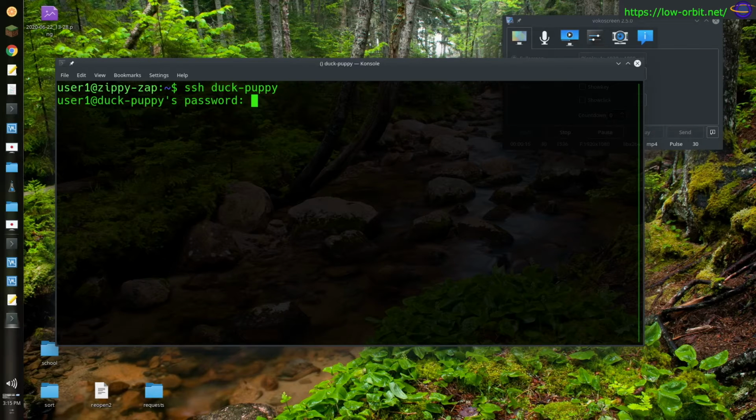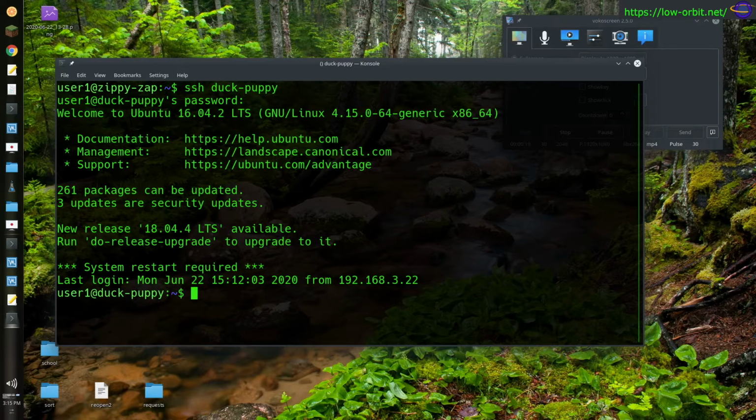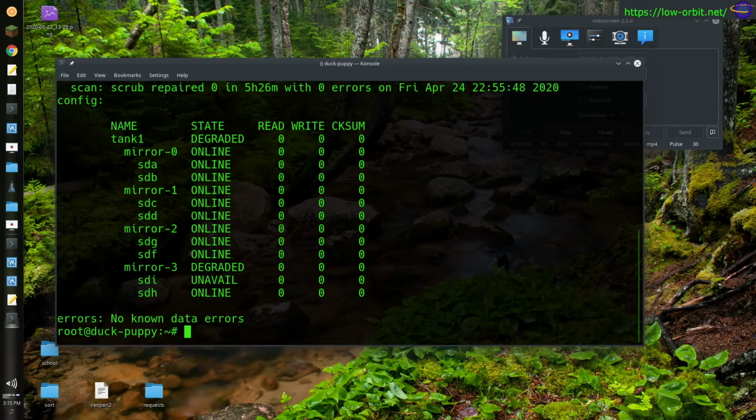So basically what happened was one of the cables came loose, or there was some issue with the cable, and reseating it ended up fixing it. But right now we're logging in, and we are going to take a look at the mirror. And we're just going to show you what it looks like before we actually switch back to our NAS.